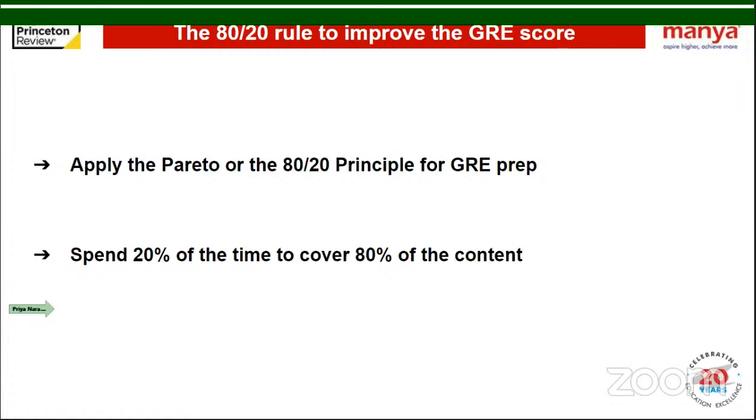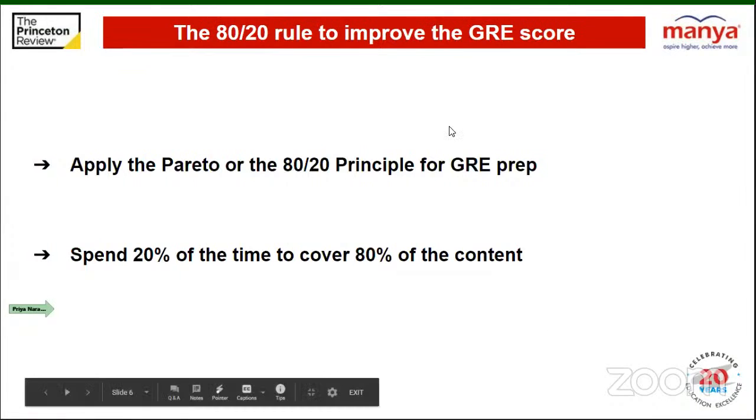Okay. So let us apply this universal rule for our GRE score improvement. So what does it mean? So you're going to spend only 20% of the time that you're doing now to cover 80% of the content. I'm not joking. I'm very serious about it. Okay. So let us see how that happens.